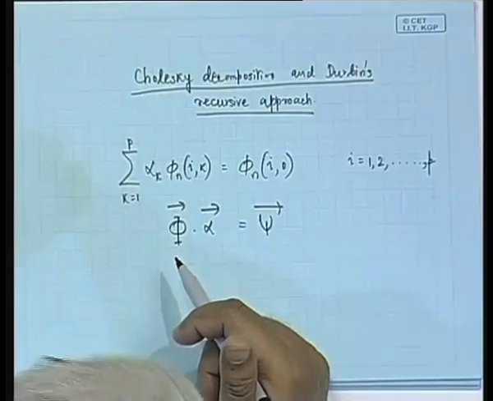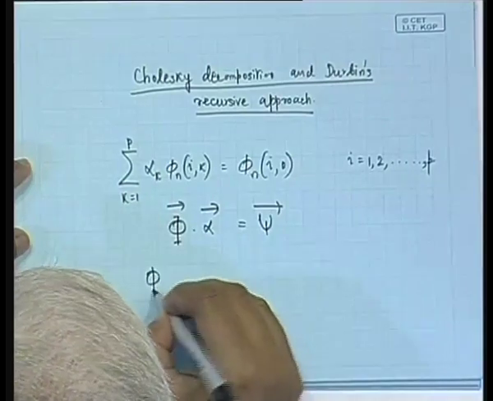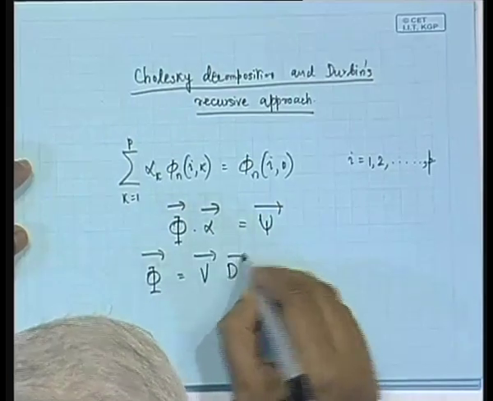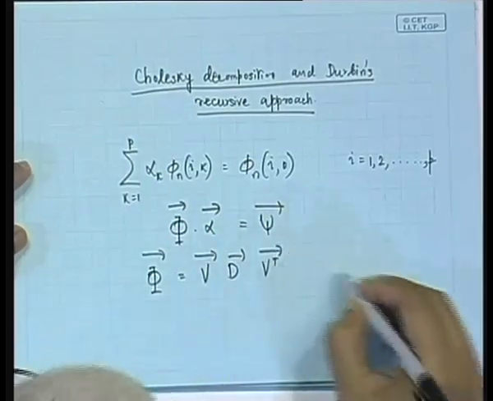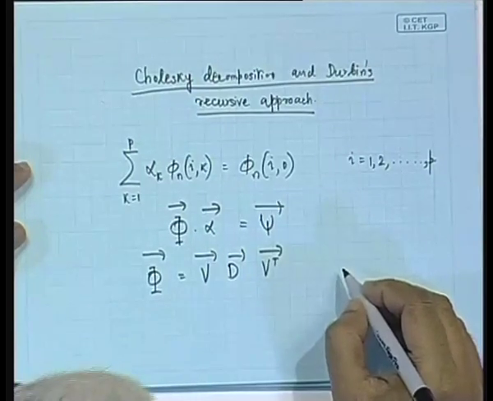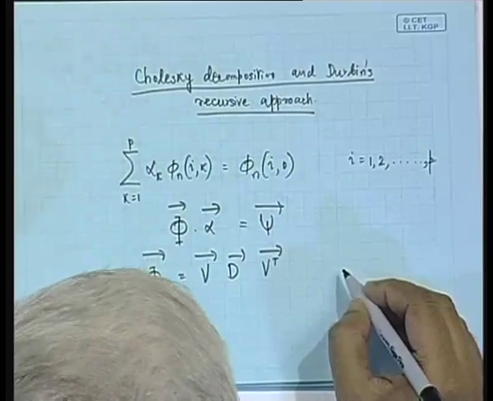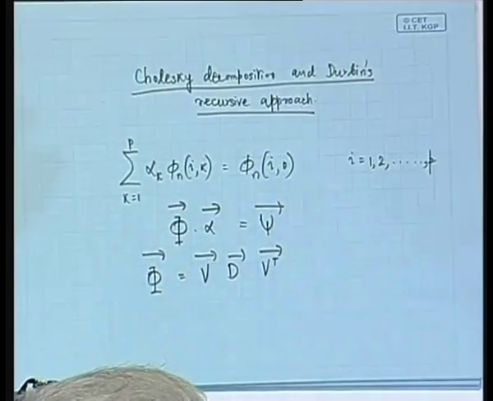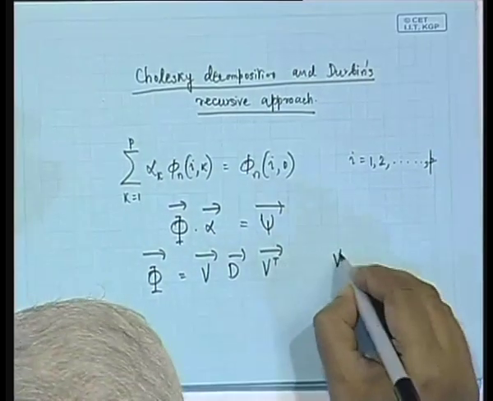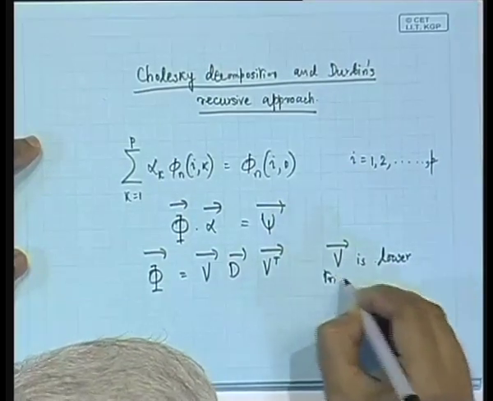As per Cholesky's decomposition, we are going to express this matrix phi as a product V D V transpose, where V is the lower triangular matrix whose diagonal elements are all ones, and D is a diagonal matrix having all zero elements outside the diagonal. So in this definition of phi, V is lower triangular with all diagonal elements 1.